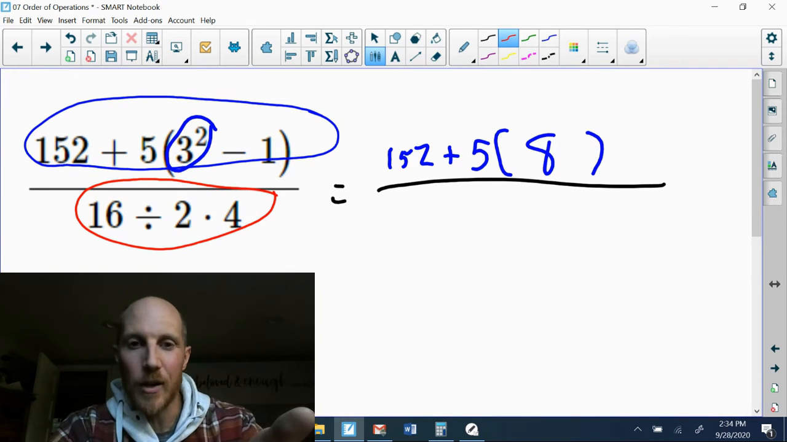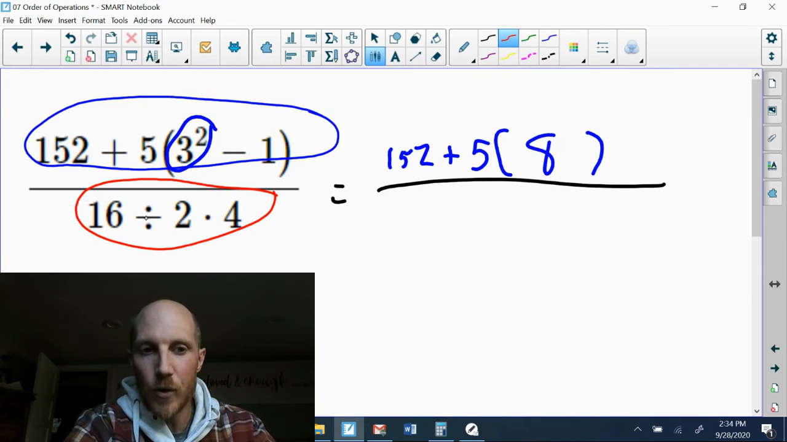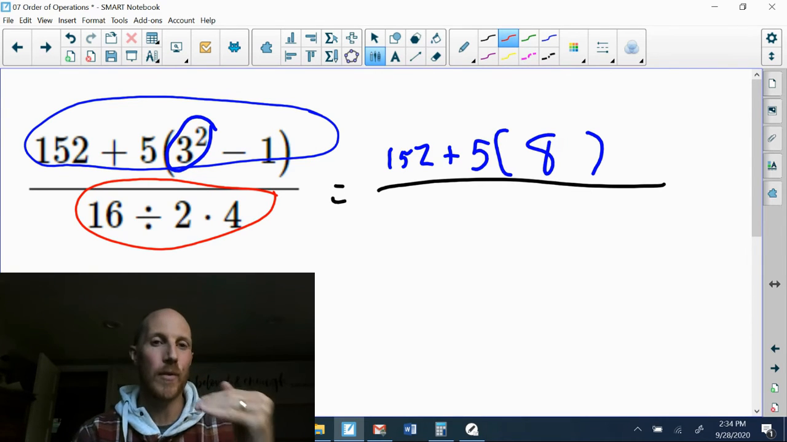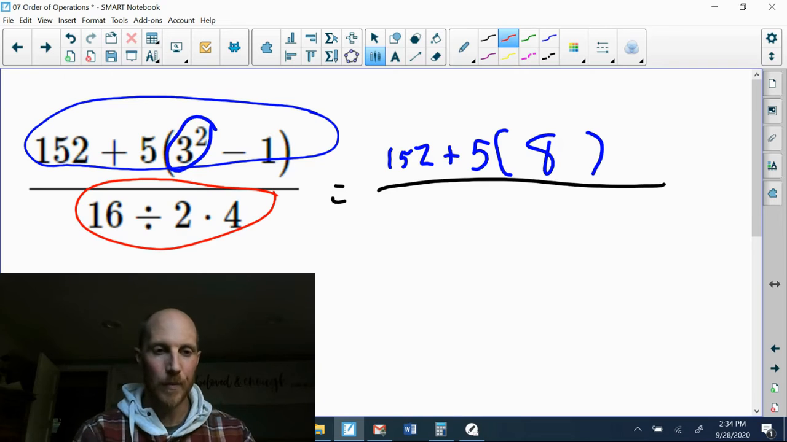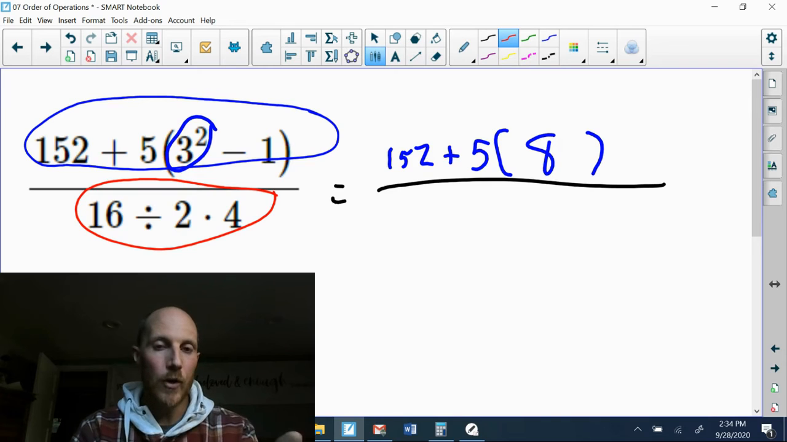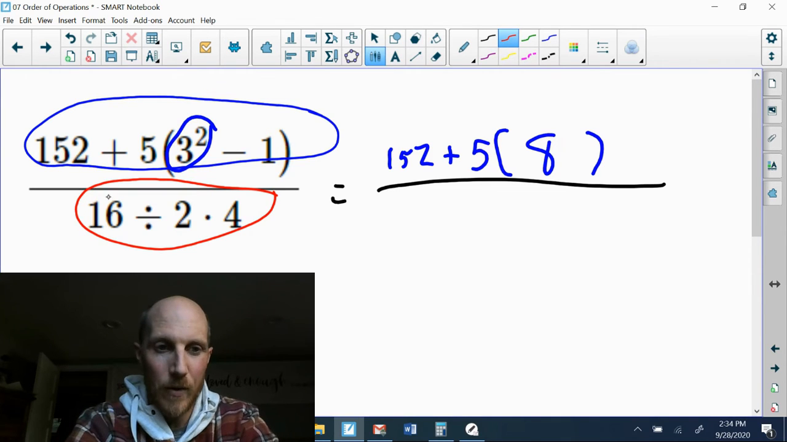So I'm not done on the top. I'm just going to hit pause. Let's look at the bottom part so I can write it down and keep my work together. So 16 divided by 2 times 4. I've got division over here, I got multiplication over there. Division and multiplication have the same level of importance, even though in GEMDAS we put M first and then D, they're the same. So if they both show up, work your way across from left to right. So 16 divided by 2, I do that first.